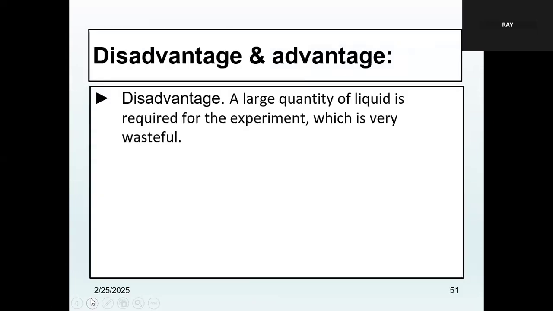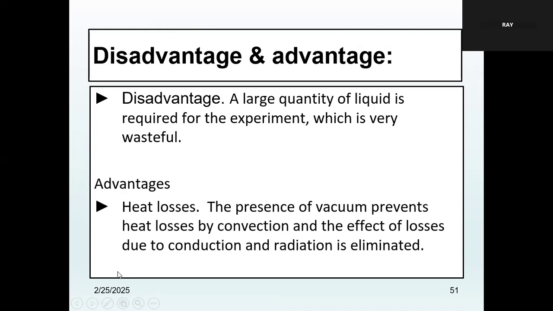Advantage and disadvantage. Disadvantage, you use a large quantity of water. Wasteful. Advantage, heat losses: the presence of the vacuum prevents heat losses by convection, and the effect of losses due to conduction and radiation is eliminated. The heat capacity of the apparatus is not required. Normally, when you use a copper calorimeter, you need to know the heat capacity of the calorimeter. But with this one, you don't need to know the heat capacity of the apparatus.